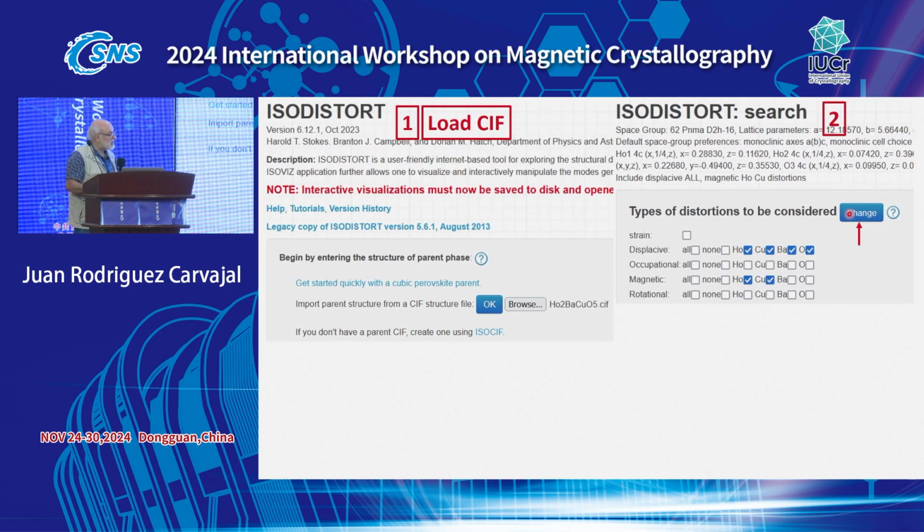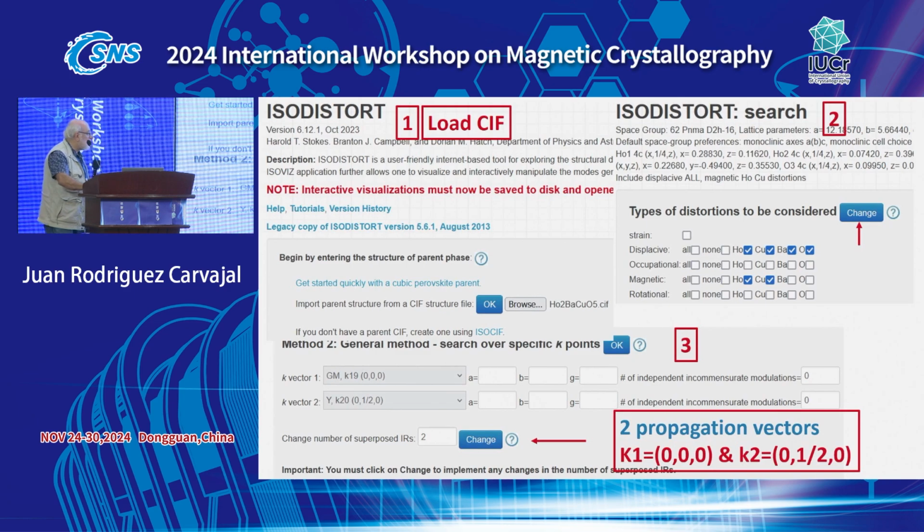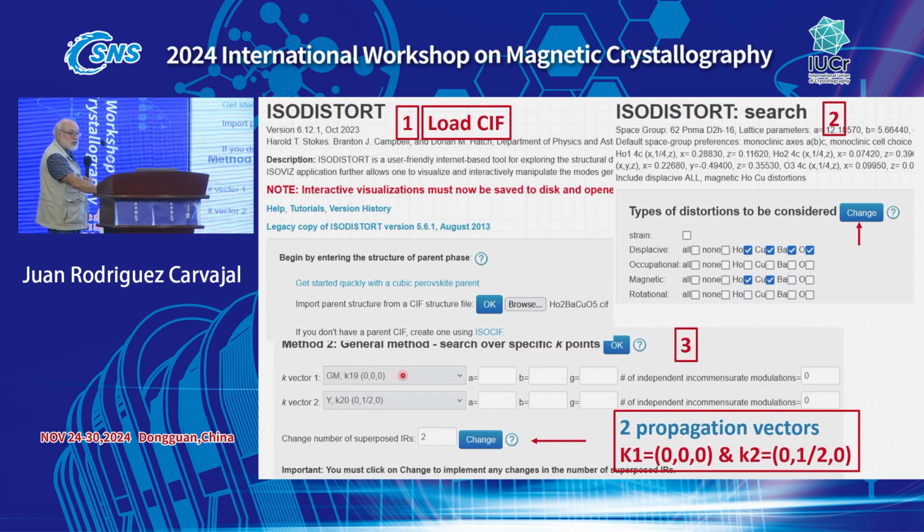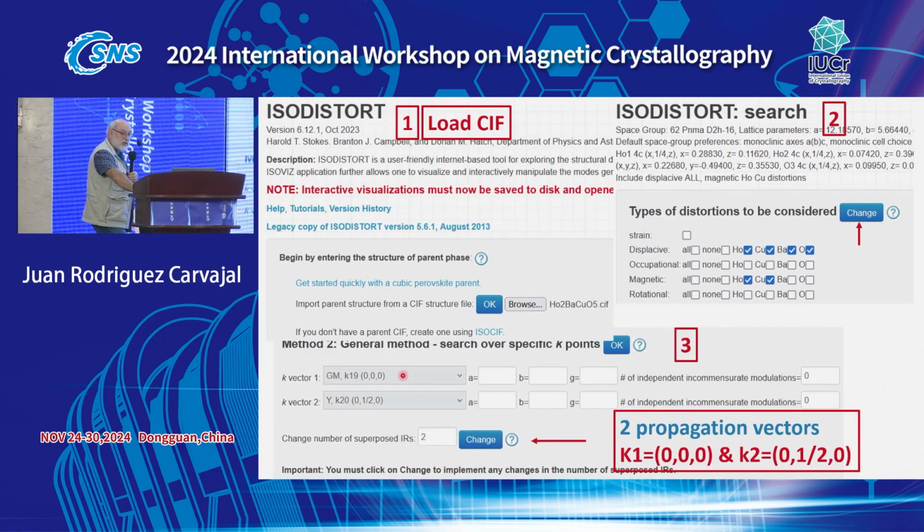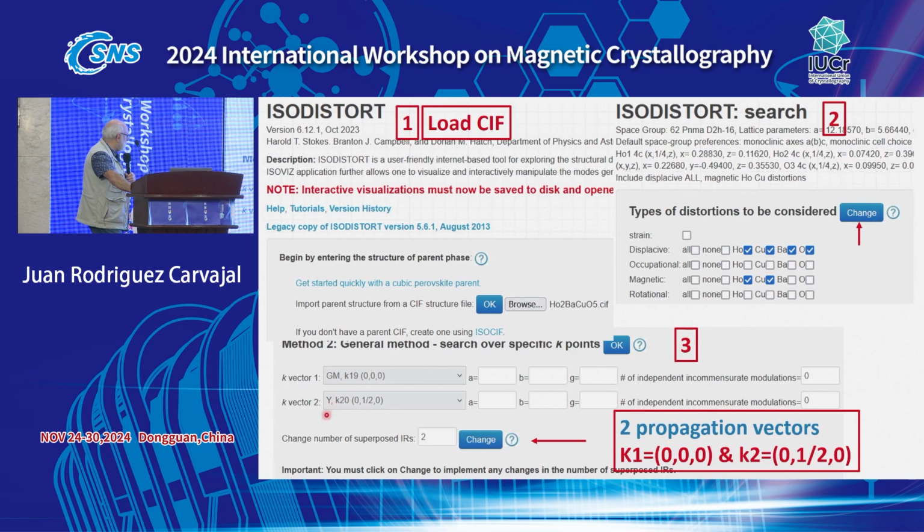In order to accept that, the program will be calculating all these distortions. This is in the language of isotropy. Here, another important thing is to use method 2, general method, search over a specific K point. Then you select the gamma point, which is the propagation vector 0, 0, 0, that appears at low temperature. And the other one is the propagation vector 0, 1/2, 0.